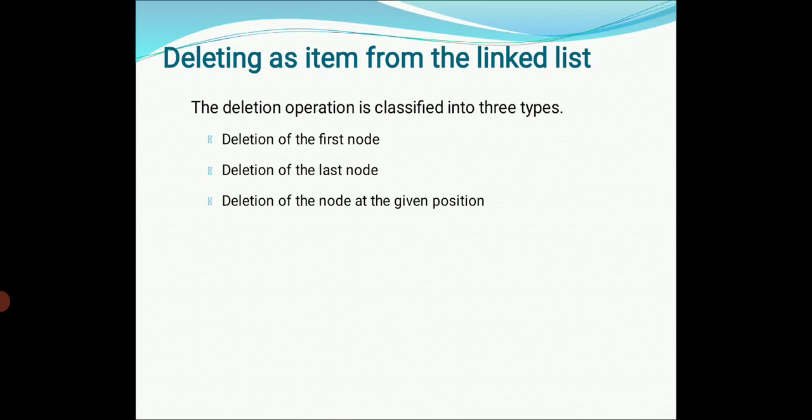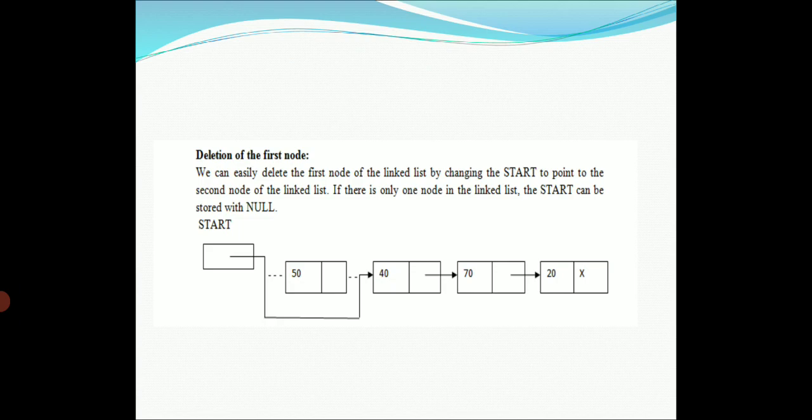The next operation is deleting an item from the linked list. Here also, as with insertion, there are three classifications of deletion operations. One is the deletion of an item from the first node, another is deletion of an item at the last node, and the third is deletion of the node at a given position. The first is the deletion of the first node.